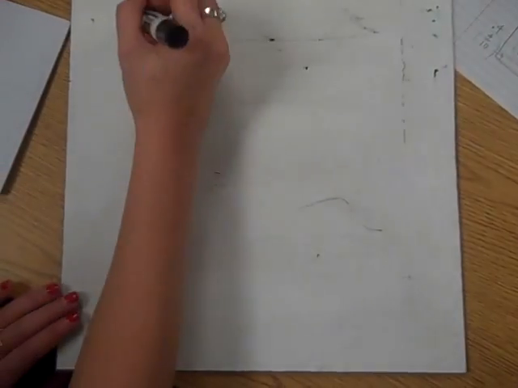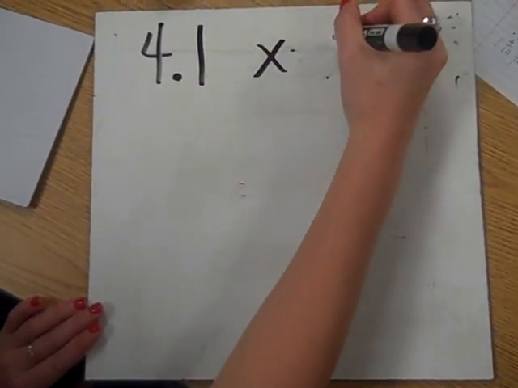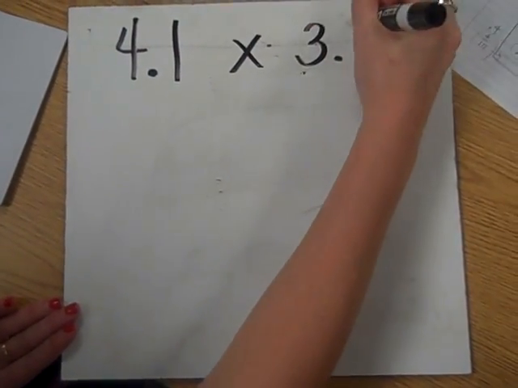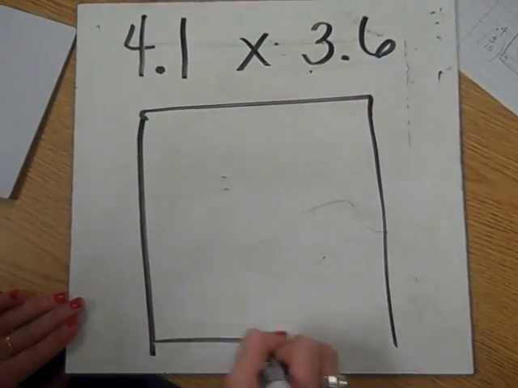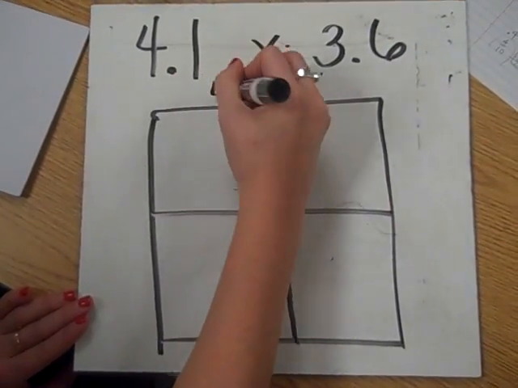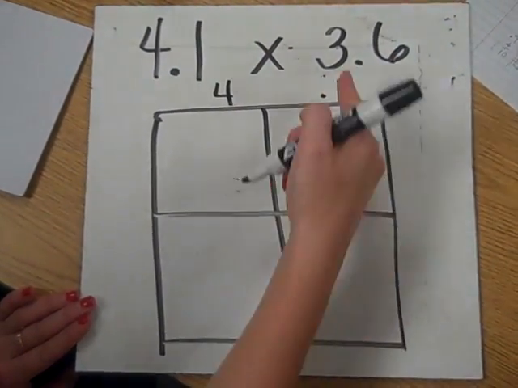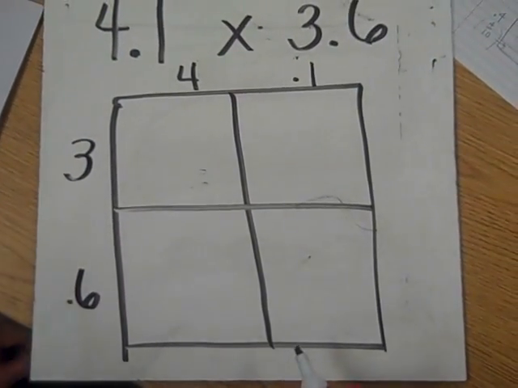All right, now you try 4 and 1/10 times 3 and 6/10. You make enough spaces for your digits. First factor, 4 1/10. Your next factor, 3 6/10. Multiply this using the box method.